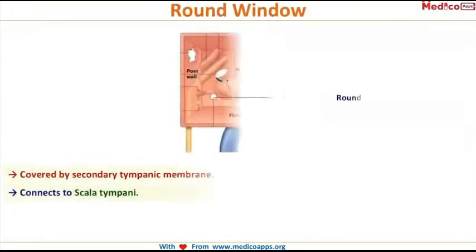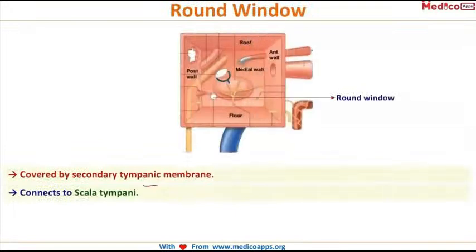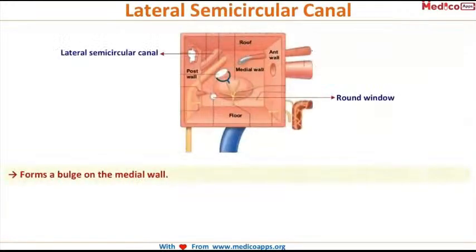Now the round window is covered by a secondary tympanic membrane. This is the round window, and it is covered by a secondary tympanic membrane, and it connects to the scala tympani. The next structure is the lateral semicircular canal. It forms a bulge on the medial wall. You can see this is the bulge that is formed on the medial wall due to the lateral semicircular canal.